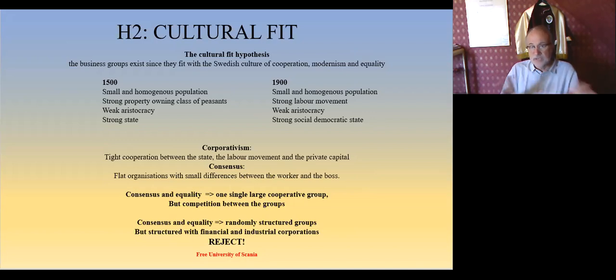The aristocracy, still very weak, but the state gained in power and was very strong until the middle of the 80s. So a very homogeneous, very strong society. And then it's characterized by cooperation, and that was called corporativism. That is when you have a tight cooperation between the state, the labor movement, and the private capital. Those three are very interconnected. They are not really fighting each other. Well, they fight, they have negotiations, but they're very close. That is the characteristics of cooperation. If you have a problem, you cooperate, you don't fight.